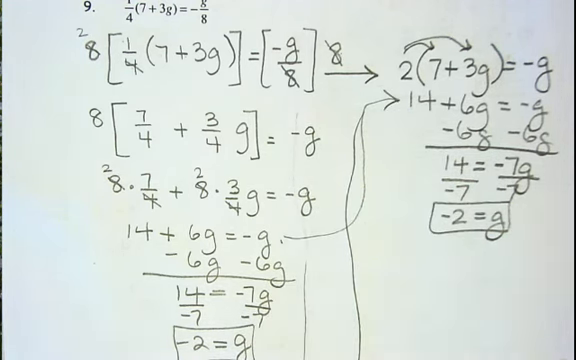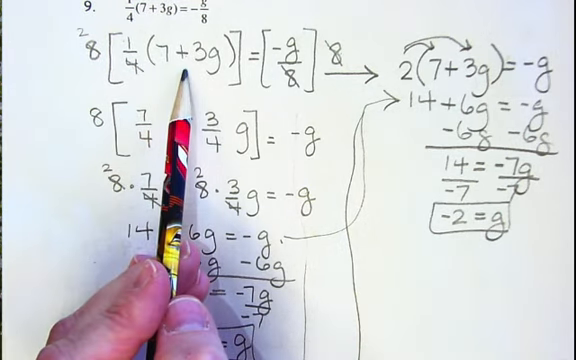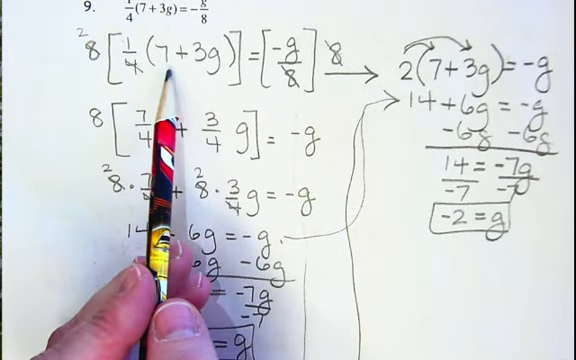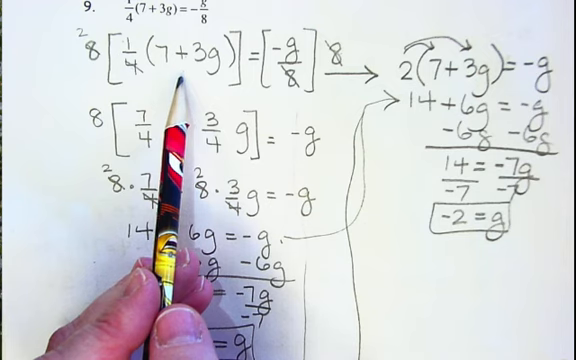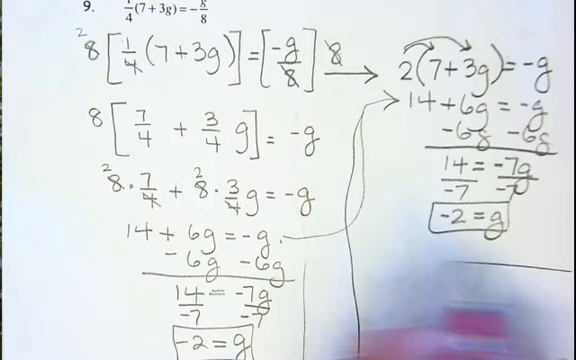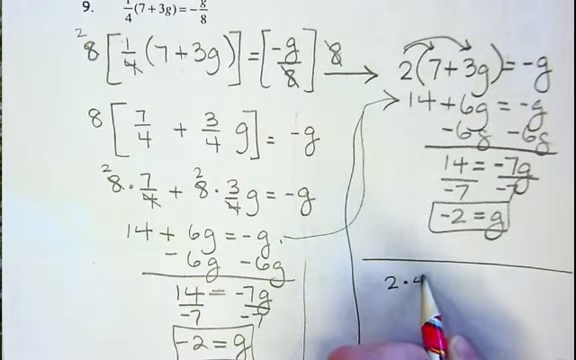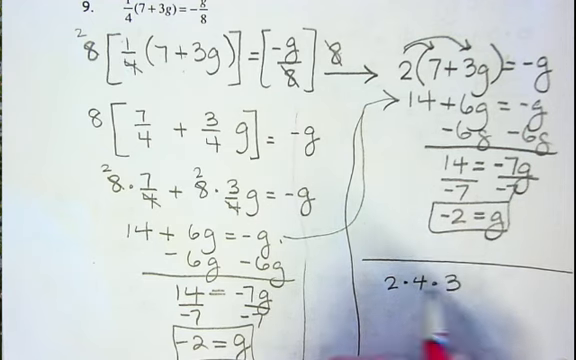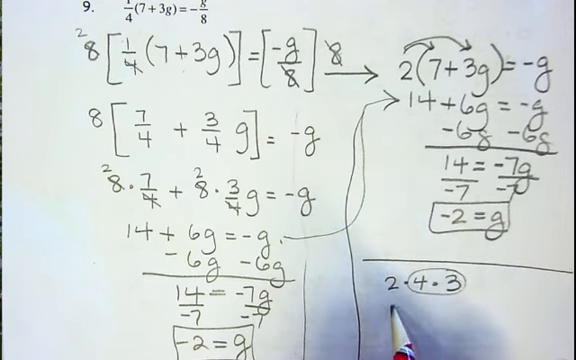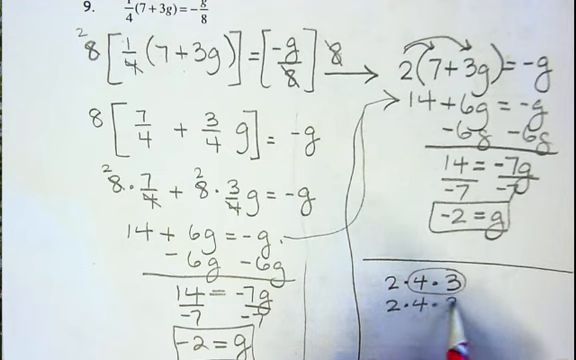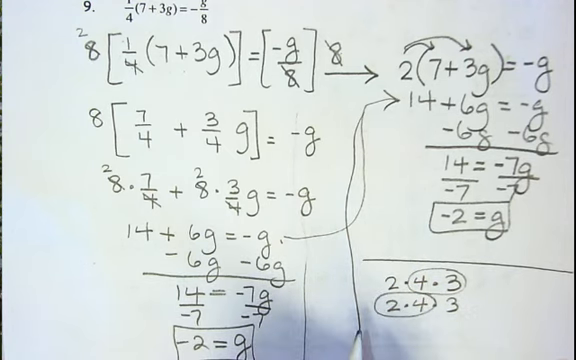And it doesn't matter, as long as these are factors, you can multiply them in any order you want to. So think about it this way. If I had 2 times 4 times 3, I can multiply these first, or I could use associative property and multiply these first. It doesn't matter which order I multiply them in.